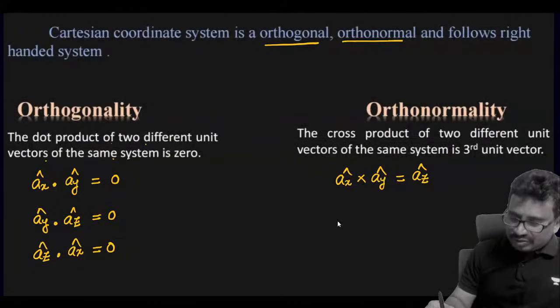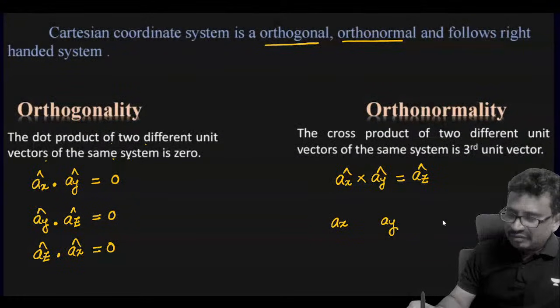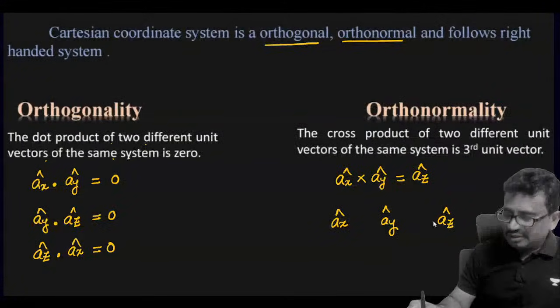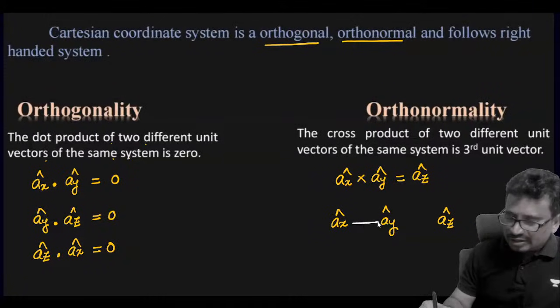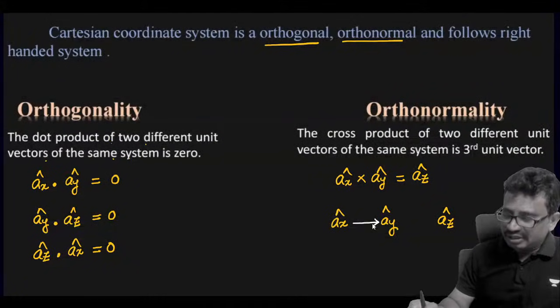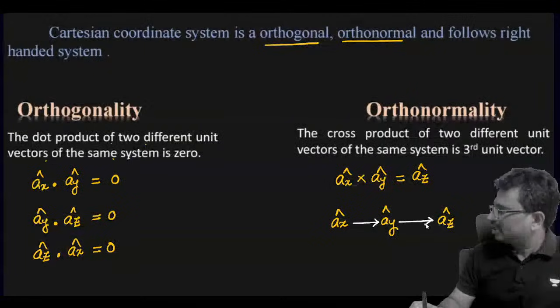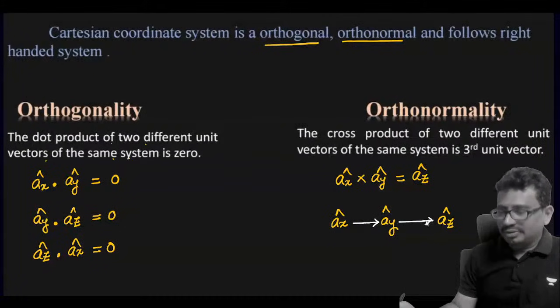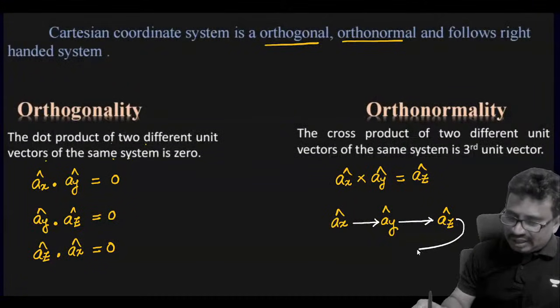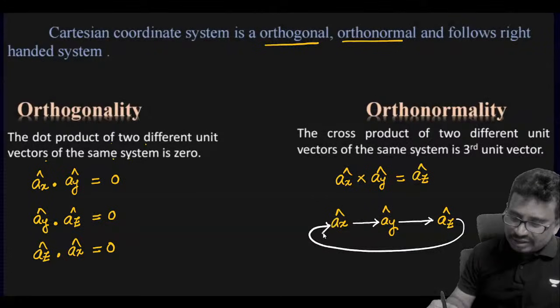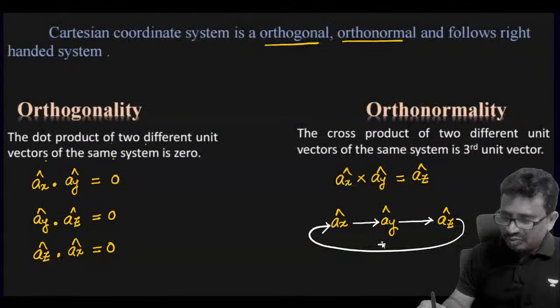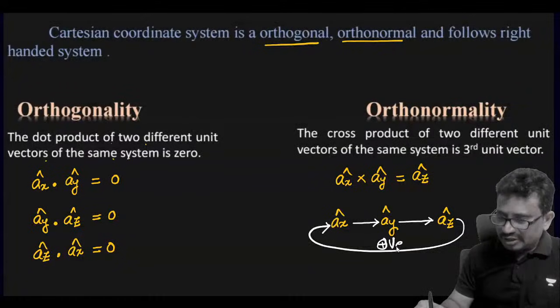You can observe here, this is AX and this is AY and this is AZ. AX cross AY is equal to AZ, AY cross AZ is equal to AX, and then AZ cross AX is plus AY. If we move like this, then only it is positive. If we move in the opposite direction, then it is negative.